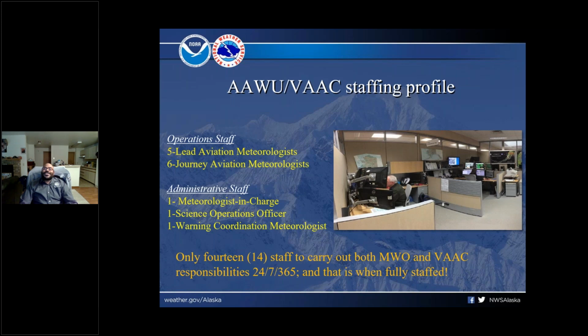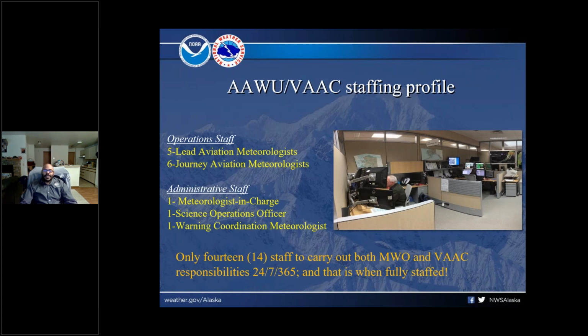But where the rubber meets the road, that's the operations staff. That's our lead aviation meteorologist and our journey aviation meteorologist, or forecasters. They work with a fair amount of autonomy. The leads additionally serve as the shift supervisors, and in cases where we have junior staff, they're mentors to those junior staff.